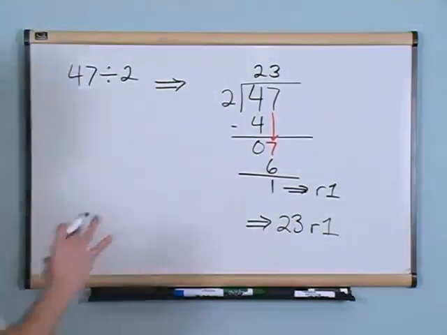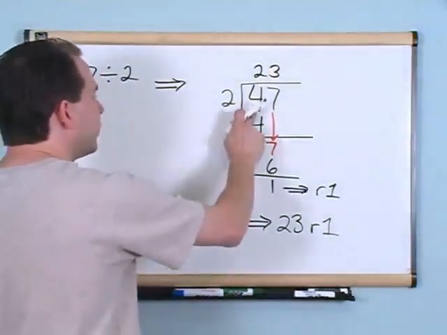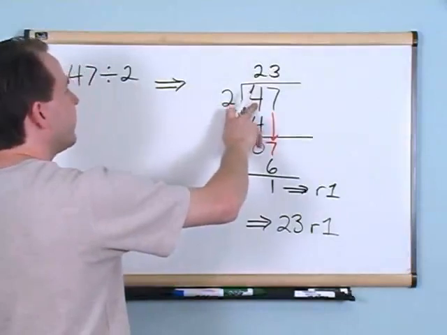Okay? So I'm going to review that one more time. When you look at a random problem like this, you take and you see if you can divide the number into the first number. Answer was yes.